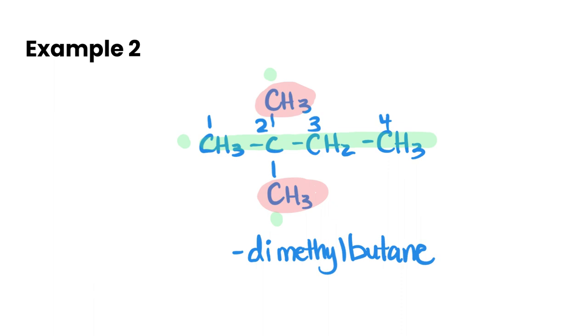And then we need to say where each one is. So instead of just saying 2-dimethylbutane, because we have 2 of them, we're going to do 2,2-dimethylbutane. So indicating where each one is, it's separated by a comma, and then numbers are always separated from words with dashes. So this is a 2,2-dimethylbutane.